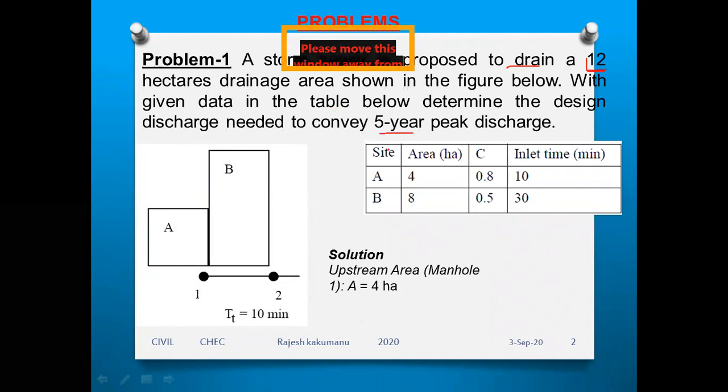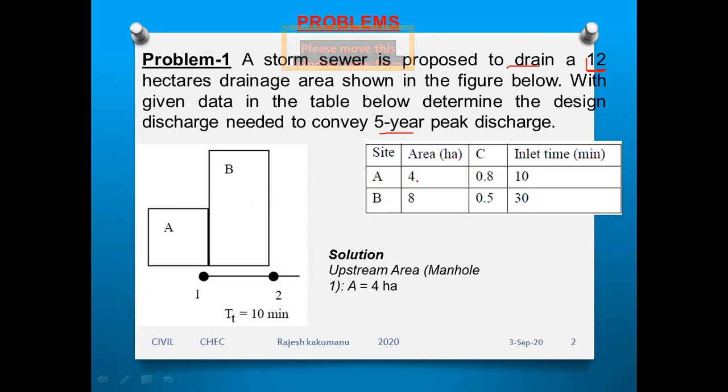Now, by seeing the given question, the area and the table: area in hectares for site A is 4 hectares, and site B is 8. The coefficient of peak flow for A is 0.8, and for B it is 0.5. The inlet time for A is 10 minutes, and for B it is 30 minutes. Now see the solution.